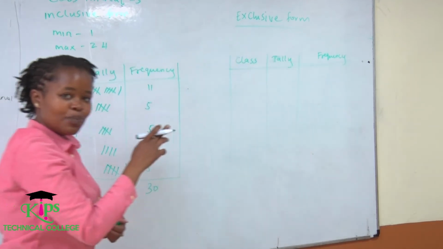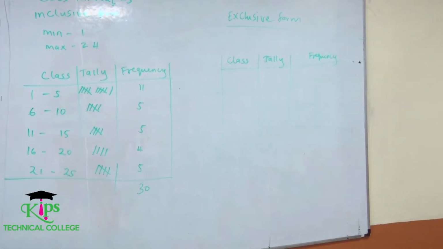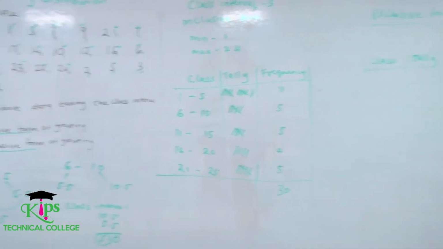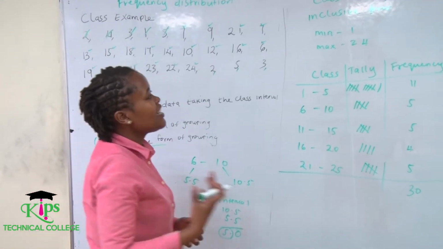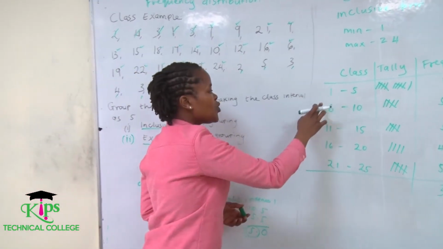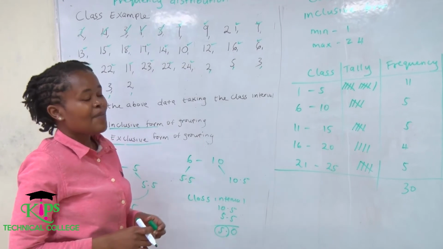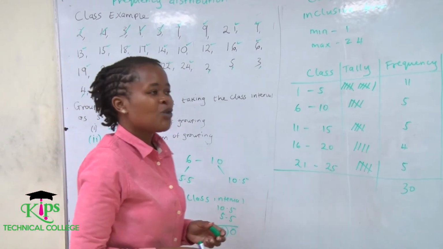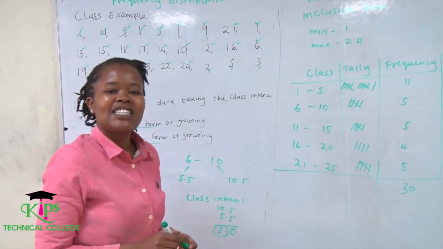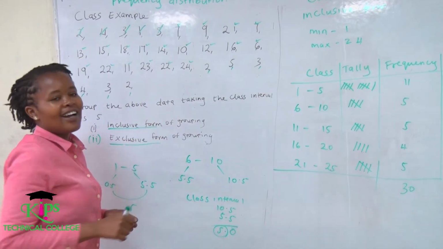Class interval remains to be 5. If the class interval is 5, then now we determine how our classes are supposed to be. So in exclusive form, you see, in this case, we say all the values between 1 and 5 are inclusive. In this case, your lower limit should be included, but your upper limit should be excluded. It should not be in your class.